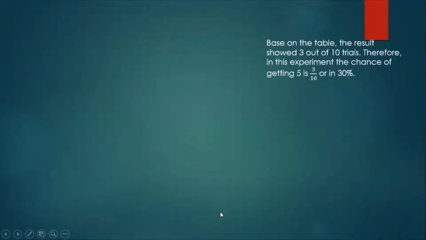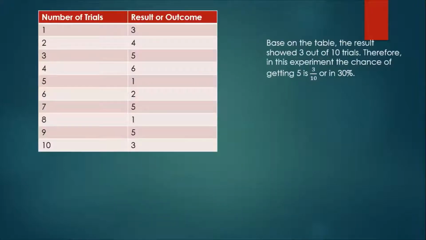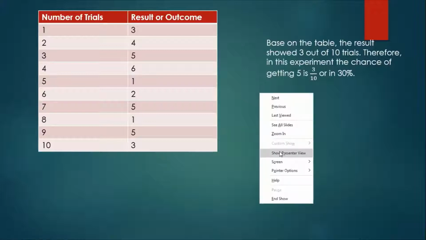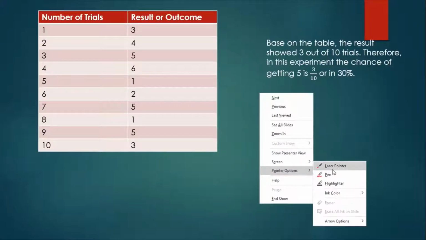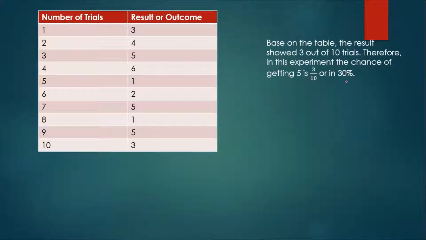Based on the table, you can say that there are three 5s out of 10 trials. So we can express this in fraction as 3 over 10, because we have three 5s out of 10 attempts. Now if we put this into percentage, the percentage of getting a 5 out of 10 tries is 30%.